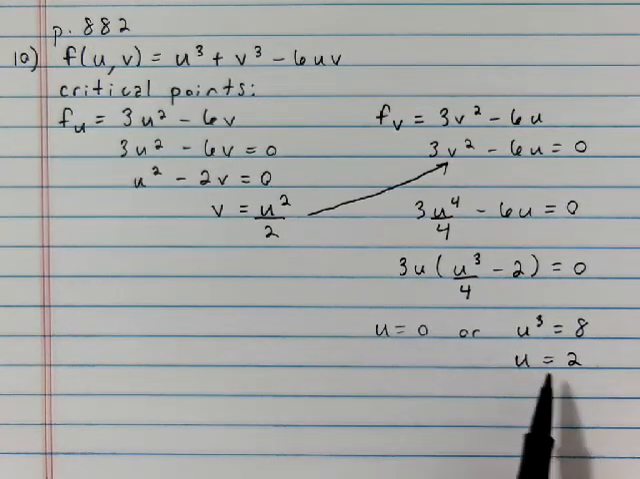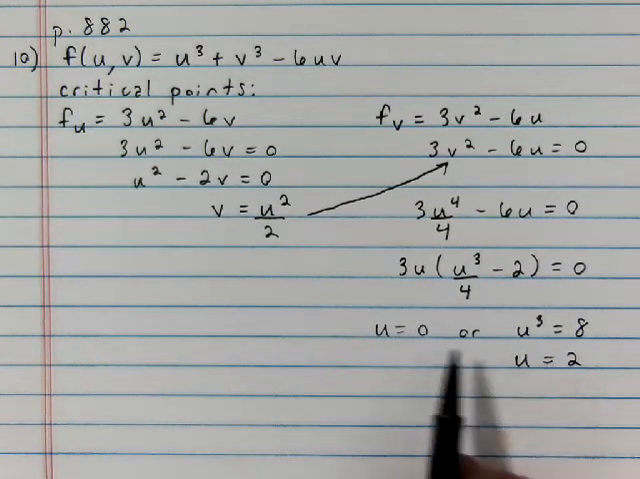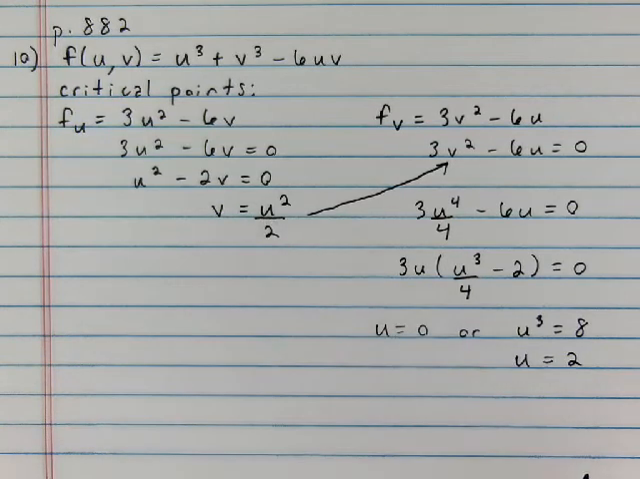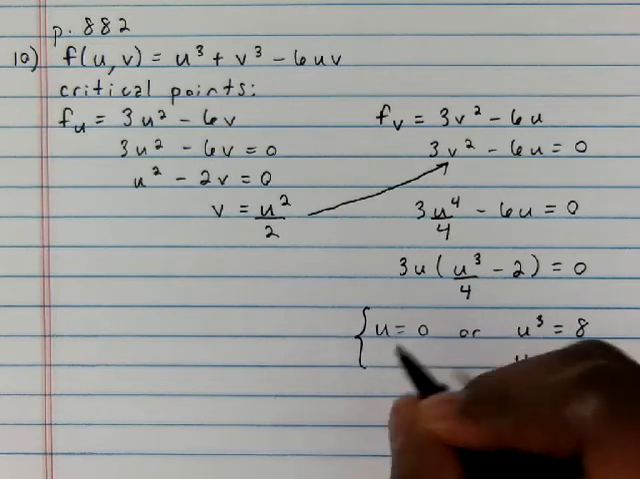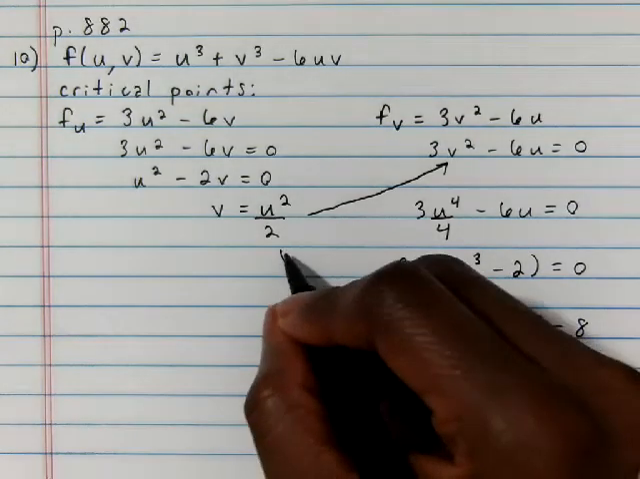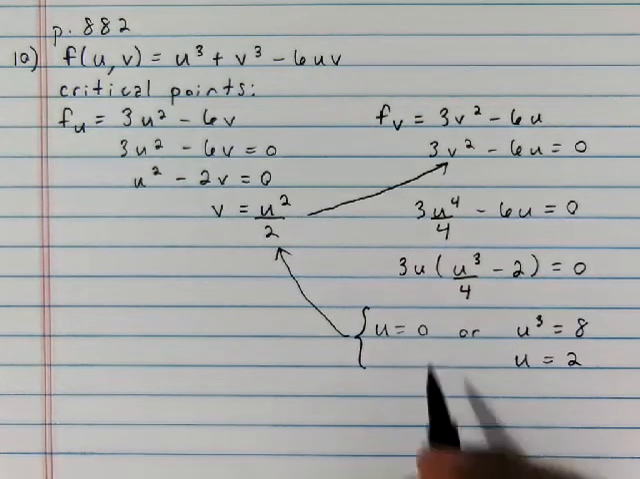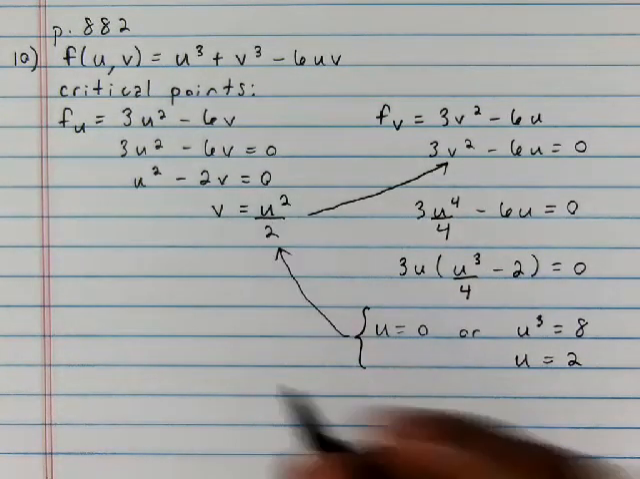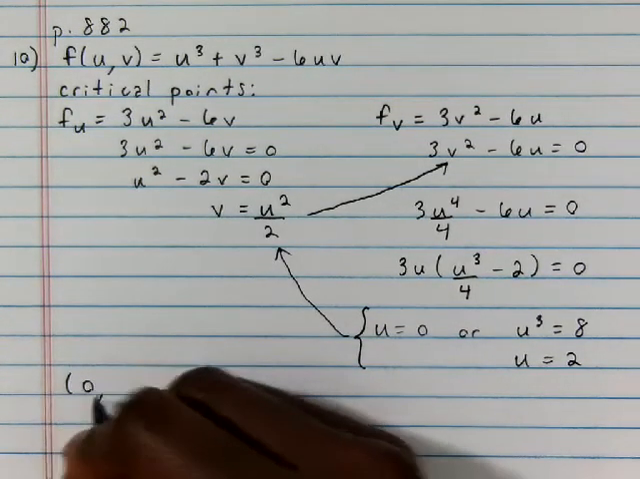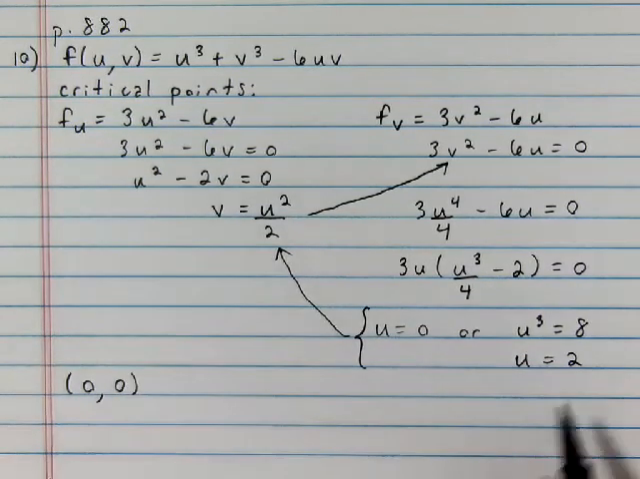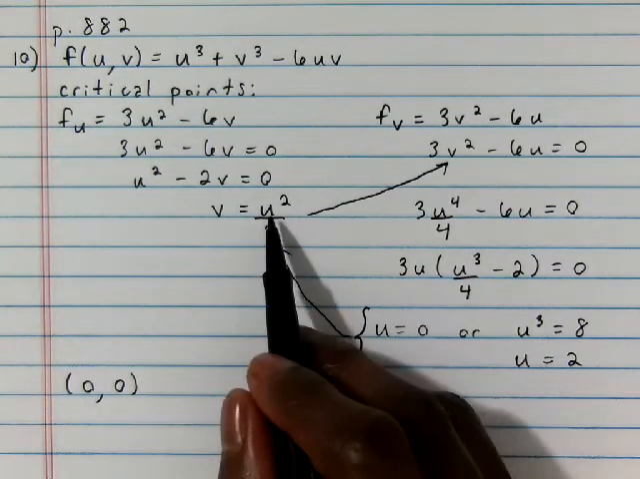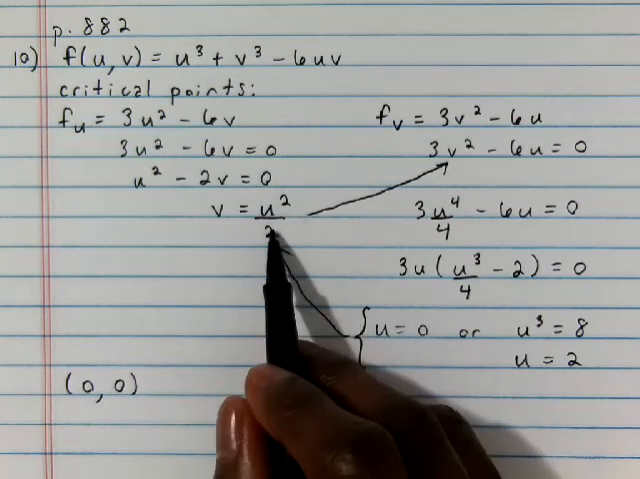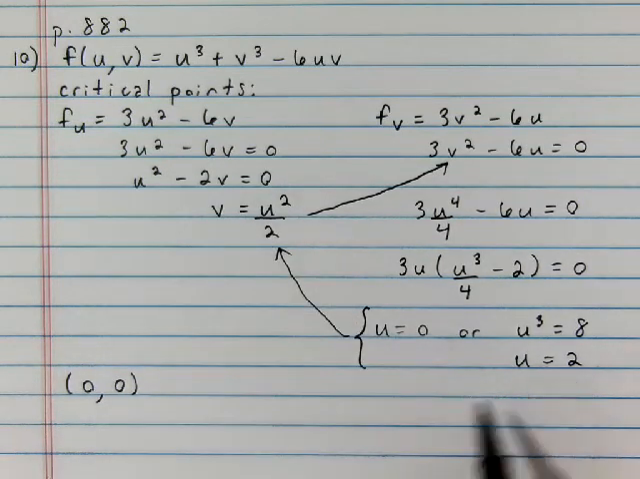So now we have these two different u values. We're going to take each one of those and substitute them in there to get the corresponding v, because we should have a u and a v for each one of our points. So for u equals 0, when I put it in there, I get v equals 0. So one of our critical points is (0, 0). And when u equals 2, we put that back in there and we get 2 squared is 4 over 2, which gives us 2. So when u is 2, v is also 2.